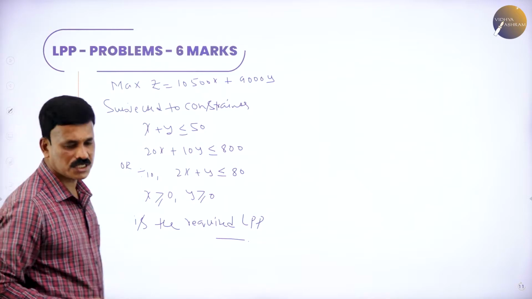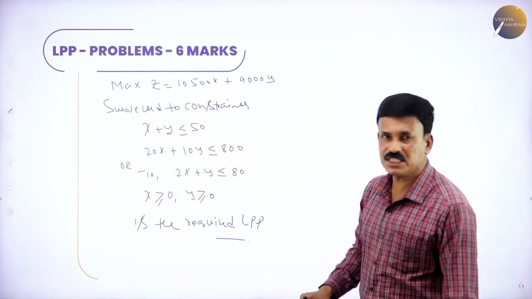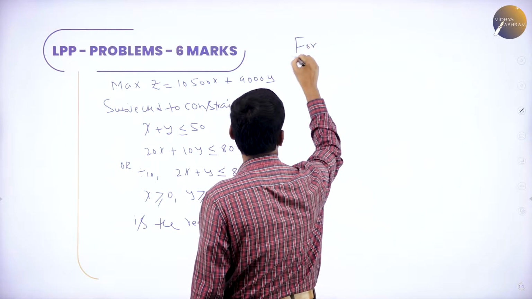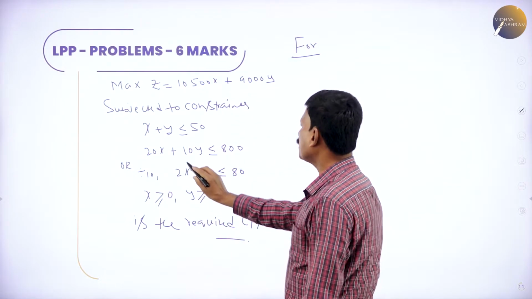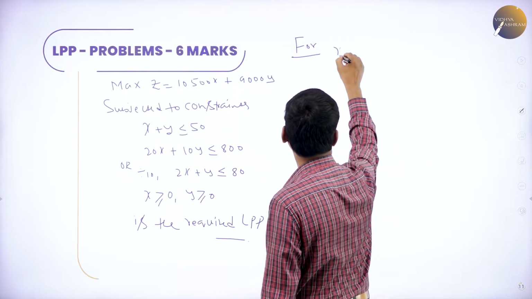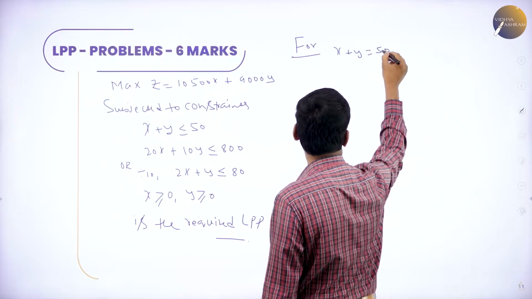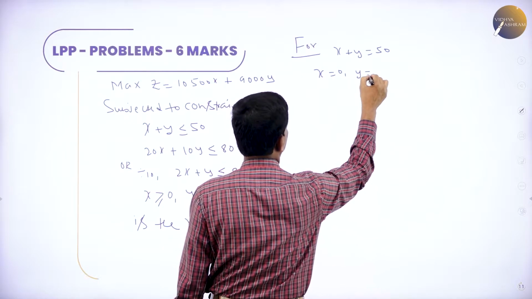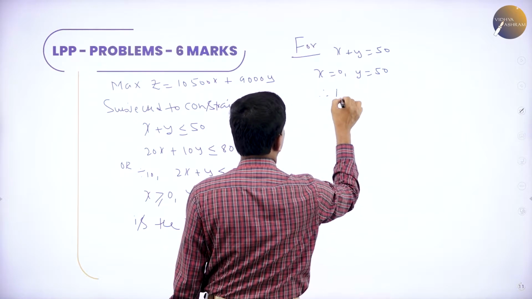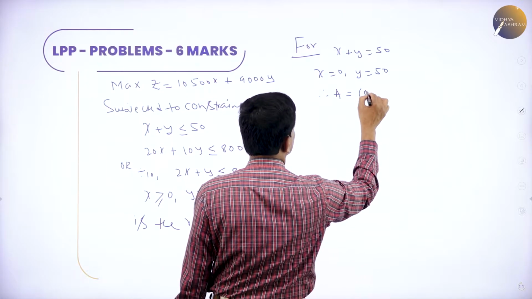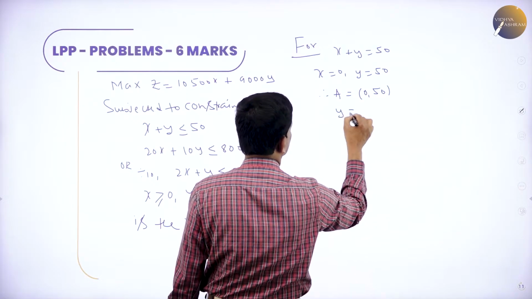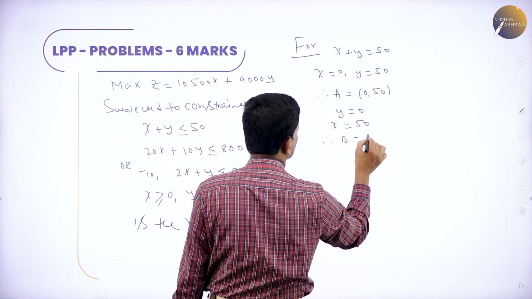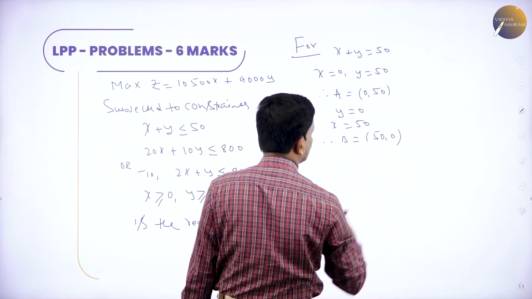Now solve this. Let us convert these inequalities into equalities. For line 1, x plus y is equal to 50. Put x is equal to 0, you will get y is equal to 50. Therefore A is equal to 0 comma 50. Put y is equal to 0, you will get x is equal to 50. Therefore B is equal to 50 comma 0.